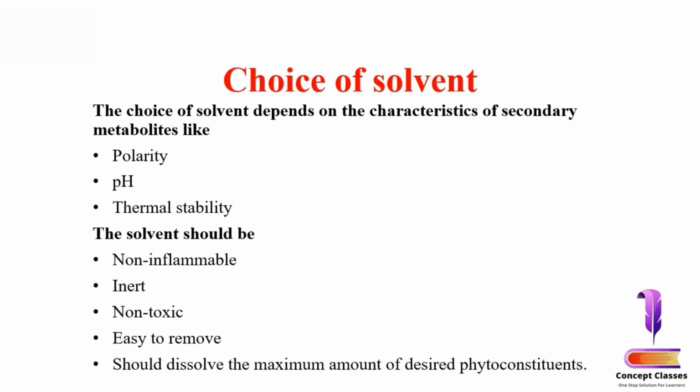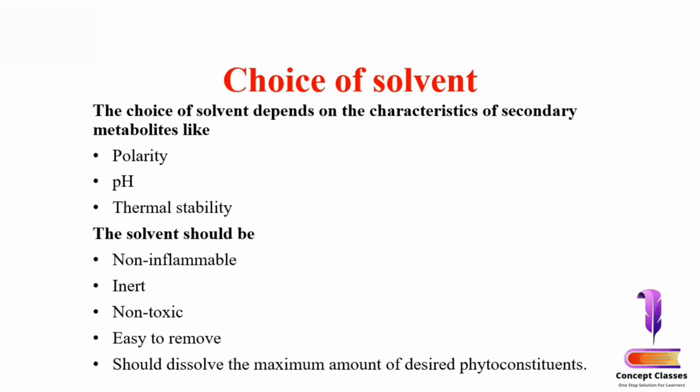Next, the solvent should be non-inflammable, it should be inert. That means it should not interact with the secondary metabolite to form any newer compound. Now, it should be non-toxic, very clear, because we are extracting and isolating these phytoconstituents for biological purposes. So it is very important that the solvent should not be toxic in nature. For example, methanol is known to be highly toxic.